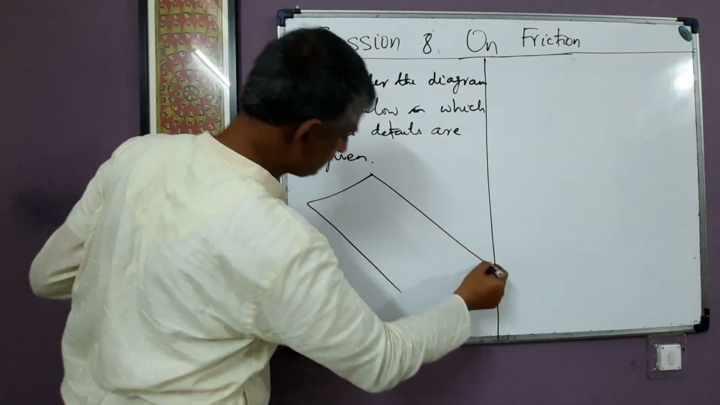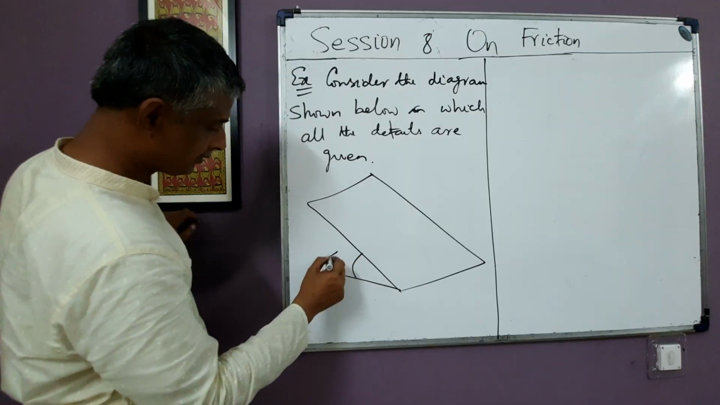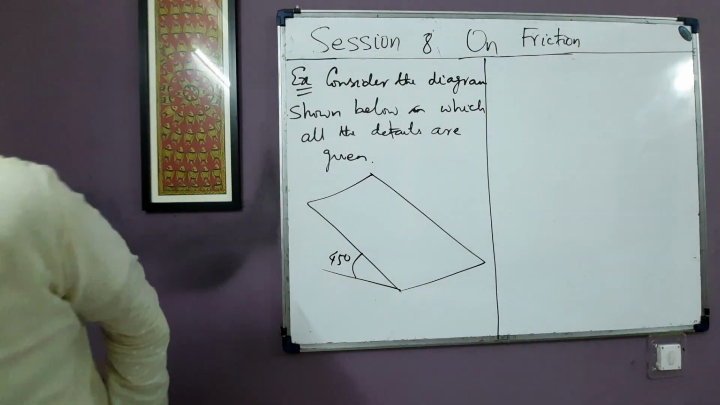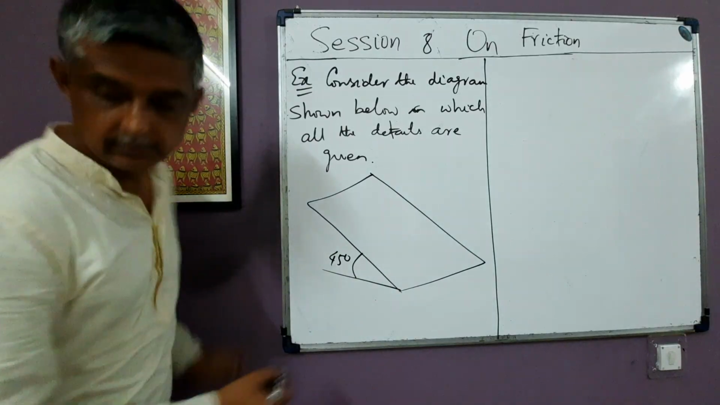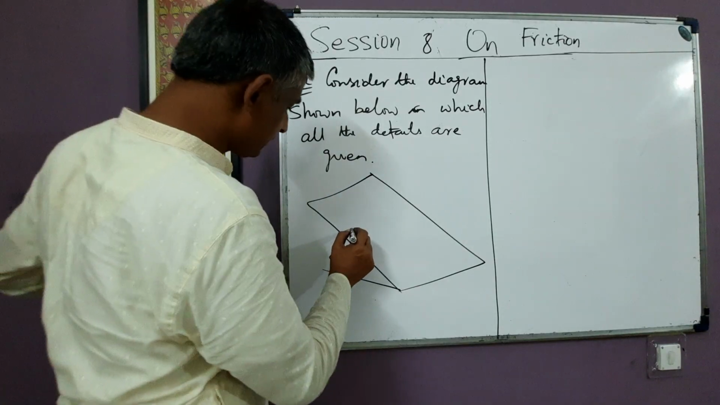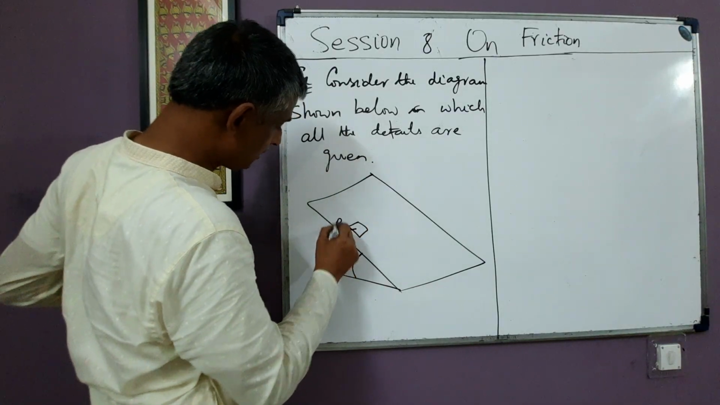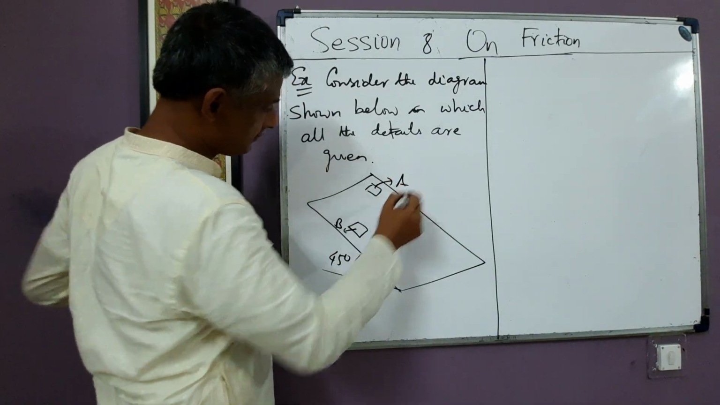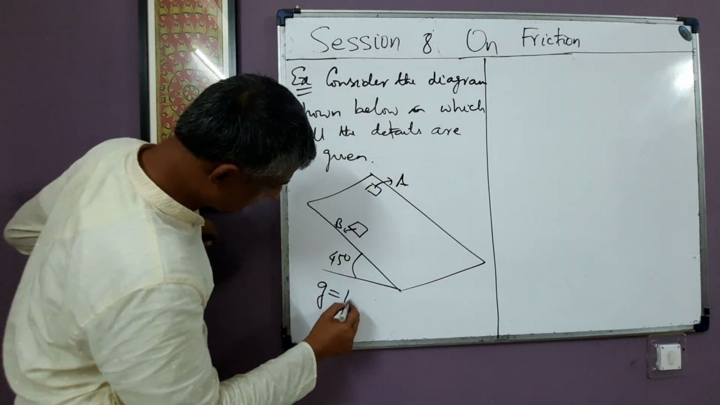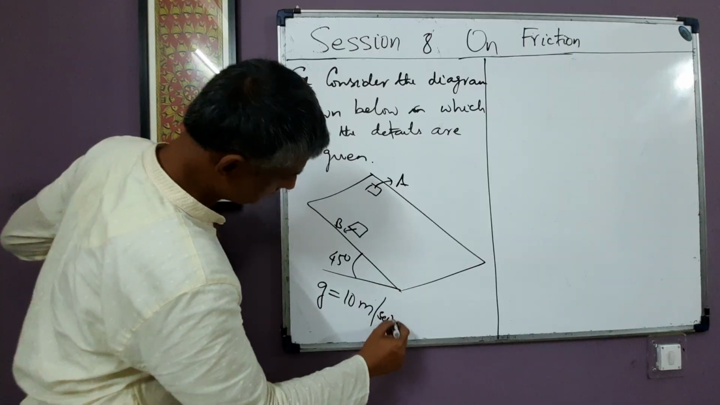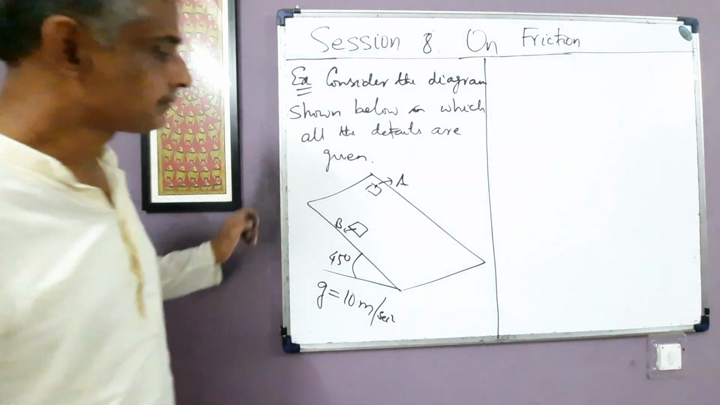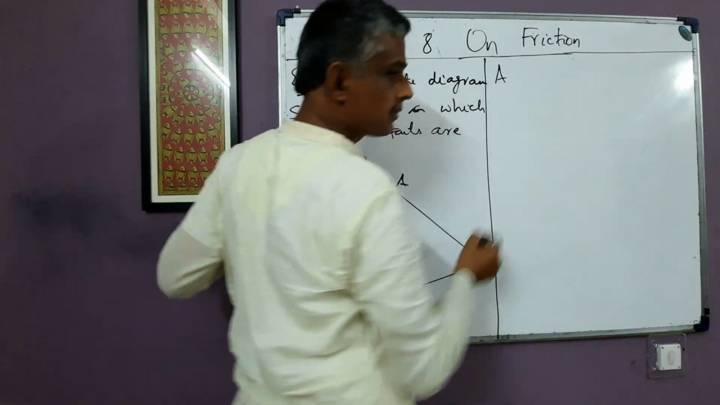We have a fixed rough inclined plane, which makes an angle of 45 degrees with the horizontal. Here we have two small blocks, A and B. g is to be taken to be 10 meter per second square. Both the blocks are released from rest simultaneously.